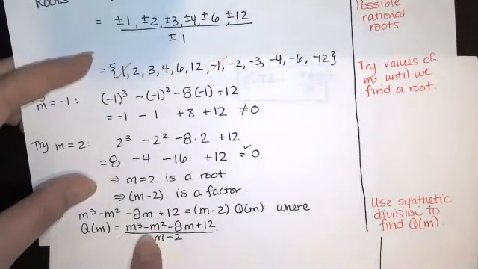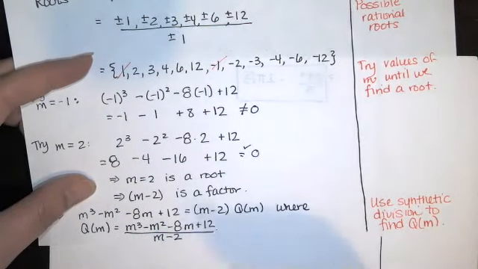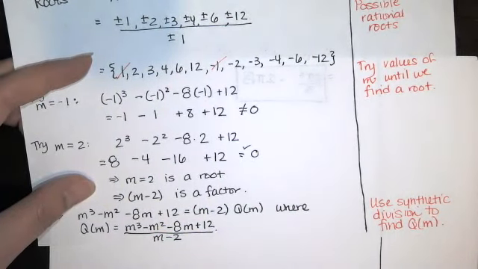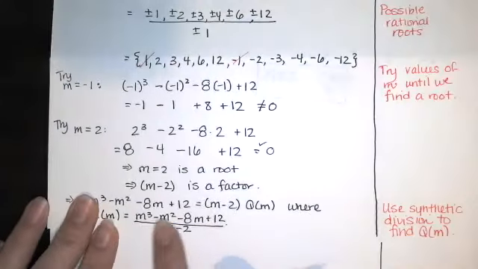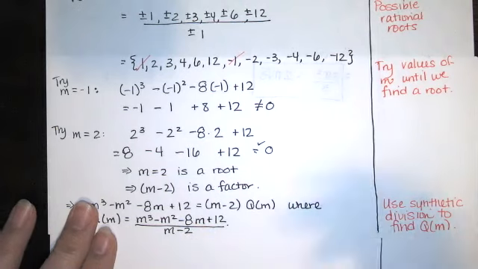Now, if there were any missing terms there, let's say an m squared was missing, we would add in a 0 times m squared. So we'd have a 0 there. But there aren't any missing terms. We've got an m cubed term, an m squared term, an m term, and a constant term. So those are the coefficients on our list.